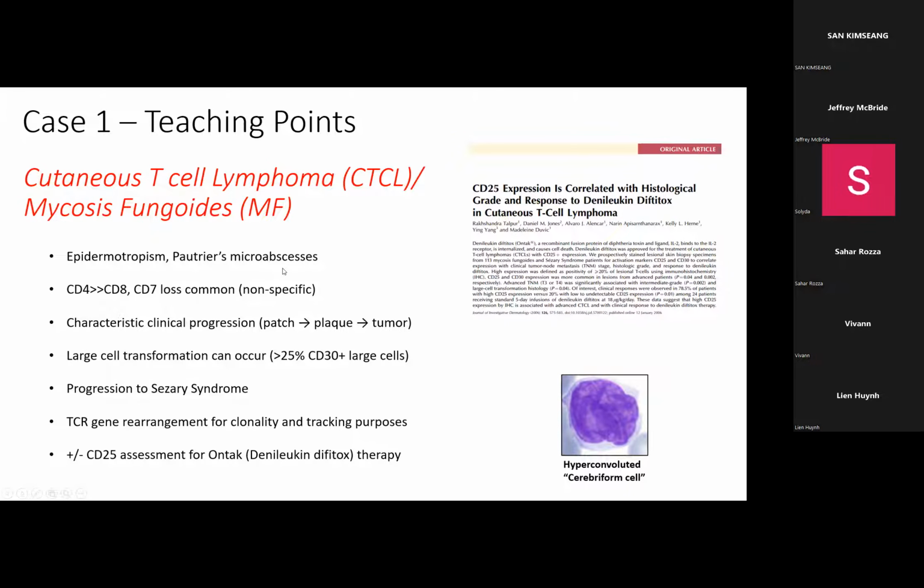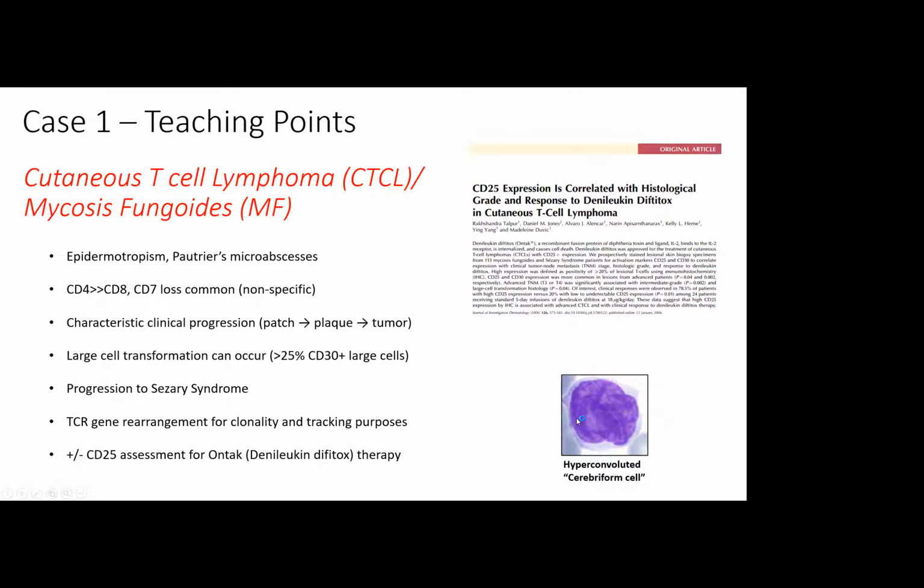You hear in textbooks about this hyperconvoluted or cerebriform nuclei of these cells. This is much more apparent when you're actually seeing these cells circulate and you're getting a cytology look at them rather than embedded in a typical H&E. So I always am impressed when people pop down an H&E and they're like, look at all these cerebriform cells. I'm like, oh, really? I can't see those. So you really don't see that cerebriform nuclei that are characteristic until you get out into the periphery.